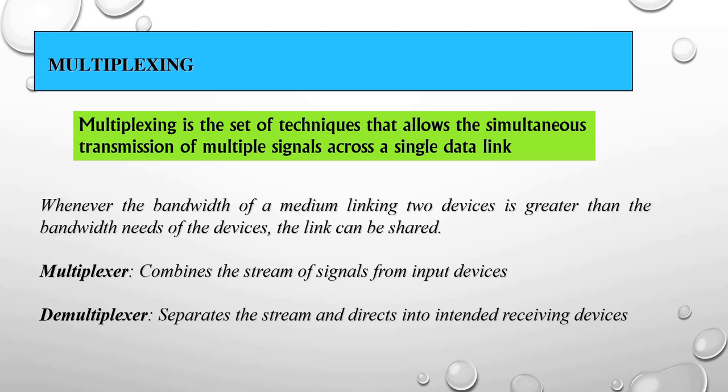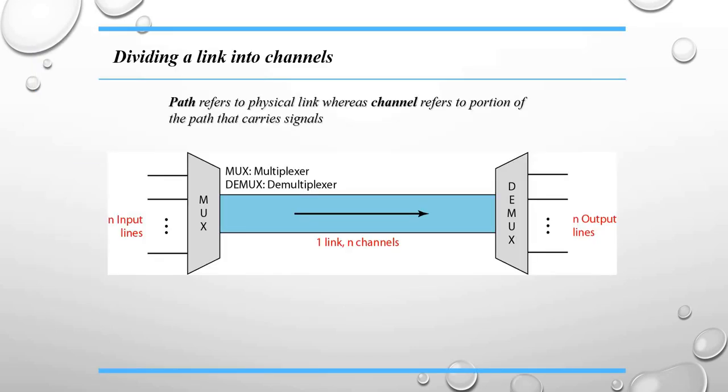Whenever the bandwidth of the medium linking the two devices is greater than the bandwidth needs of the devices, the link can be shared. It comprises two devices, the multiplexer and the demultiplexer. The multiplexer combines a stream of signals from the input devices. On the opposite side, the demultiplexer separates the streams and directs them to the intended receiving devices.